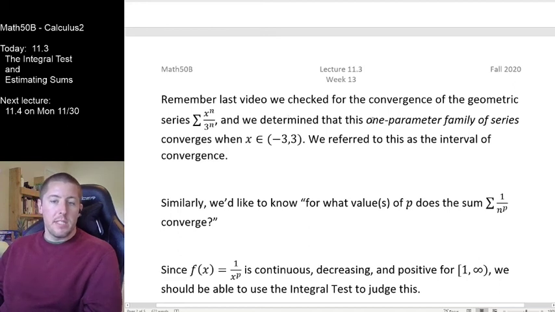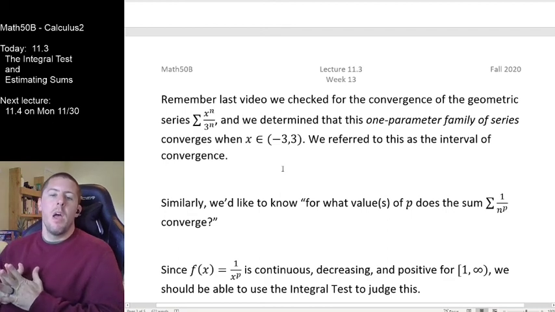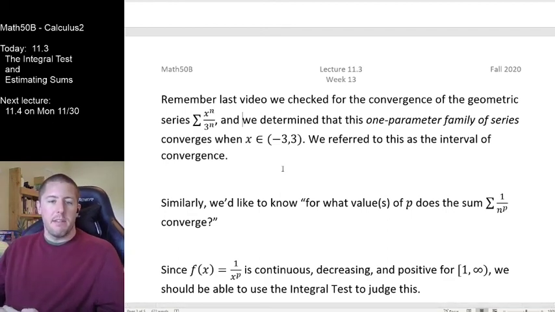What we ended up determining was that this one parameter family of series, right? It's a one parameter family because you get to pick x. X can be anything, right? We determined this one parameter family of series converges whenever x was between -3 and +3, not including -3 and +3. And then we found what it converged to is like x over x minus 3 or something like that. We referred to that interval from -3 to +3 as the interval of convergence. It's an interval of x values that would cause the one parameter family of series parameterized by x to converge. Very wordy right there. I think the idea is simpler than the sentence I just said.